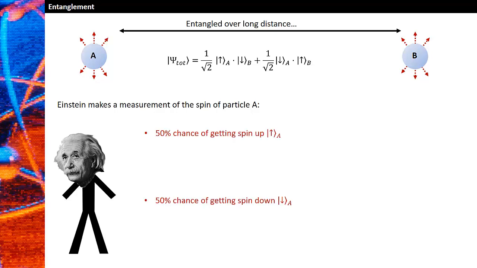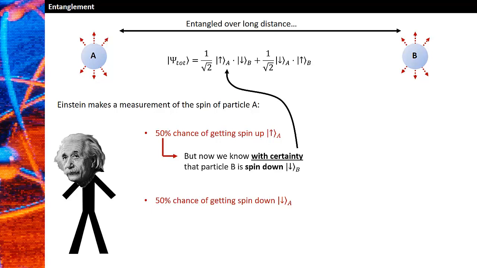And as he makes that measurement, well, there's a 50% chance that Einstein's going to get spin up and a 50% chance that Einstein's going to get spin down. Because we see that we have an equal mixture in our wave function of particle A being in spin up or spin down. Let's say he measures the first one and he gets a spin up. So he had a 50% chance of getting spin up to begin with, but now that he's gotten spin up, we actually now know with certainty that particle B is spin down, because that is exactly what the state is that's attached to spin up for particle A.